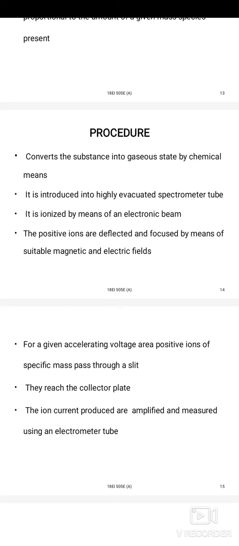So this gaseous sample is converted into ions, by passing through it and bombarding it with the electron beam. These positive ions are deflected and focused by means of suitable magnetic and electric fields.